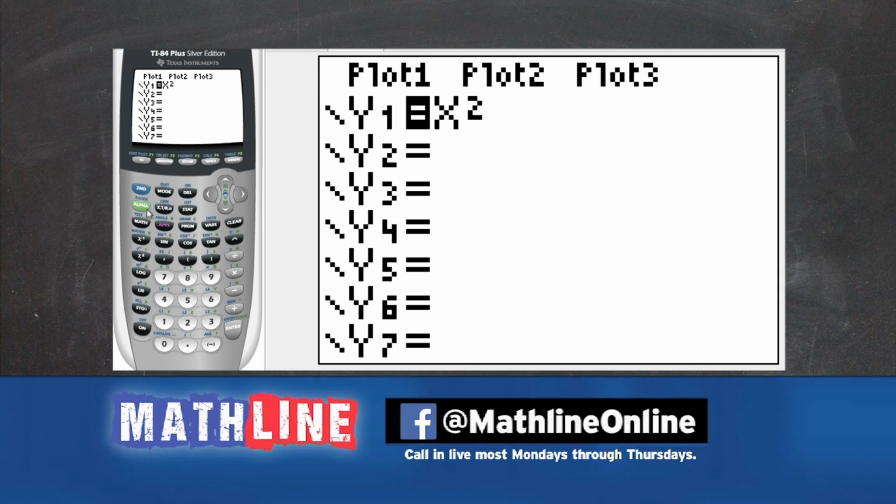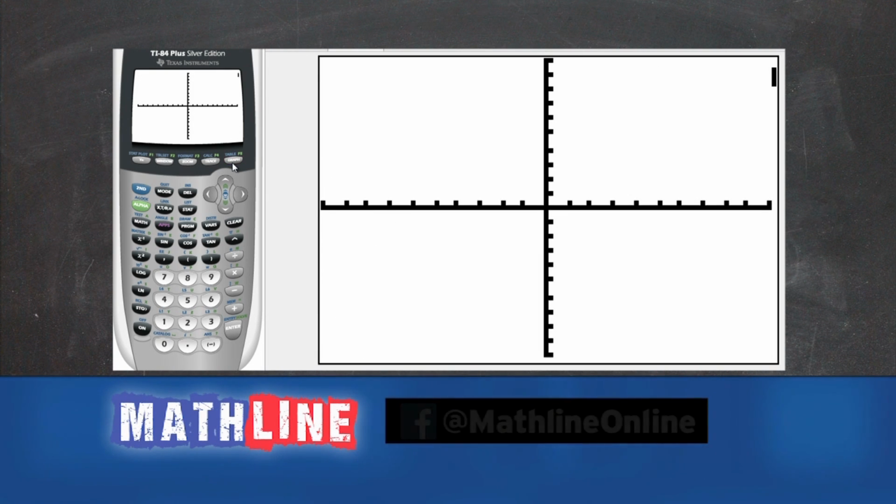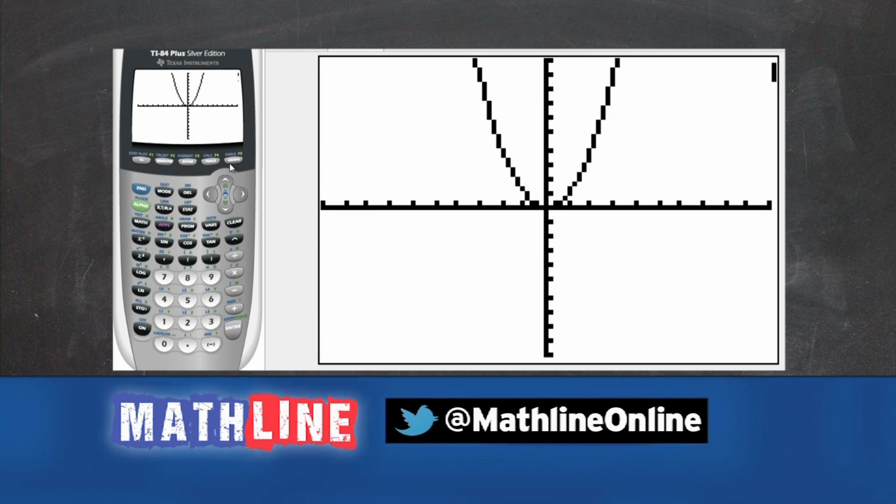Let's see what happens. I've got 4, and I'm going to subtract x squared. And here we go. And we're going to hit enter. And we're going to see what happens when we decide to graph. So slide your cursor up to those graphs. Let's see. There's the parent.